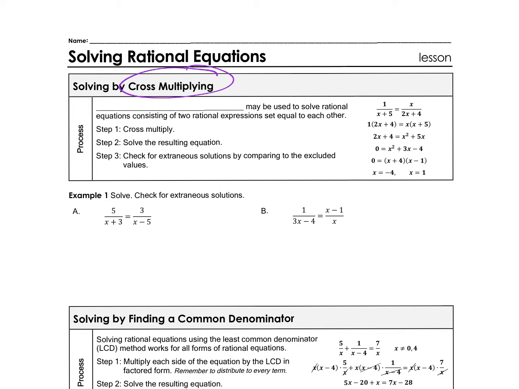One way is by using cross multiplication. It may be used to solve rational equations consisting of two rational expressions set equal to each other. So there can only be one rational on the left side and one rational on the right in order to use cross multiplication. So cross multiplication, you're just cross multiplying both sides, and then you're solving the resulting equation. Always check for extraneous solutions by comparing it to the excluded values that we've been talking about.